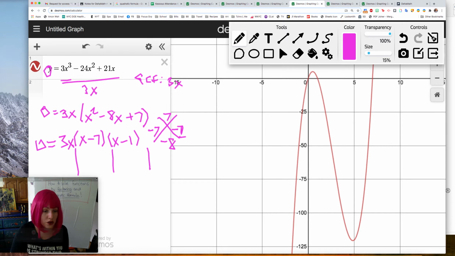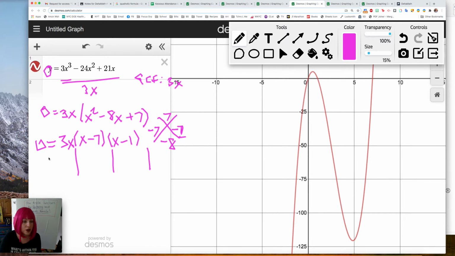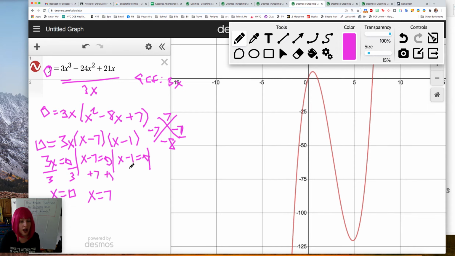Okay? So I'm going to make myself a little bit smaller, set each one equal to 0. 3x equals 0. x minus 7 equals 0. x minus 1 equals 0. Okay. I divide by 3 here because you have to get x alone. So x is equal to 0 because 0 divided by 3. I add 7. I'm just writing it all out. Pause the video and write this all. x equals 7. I add 1. And x equals 1. And if we match that up, it's crossing at 0, at 1, and at 7.